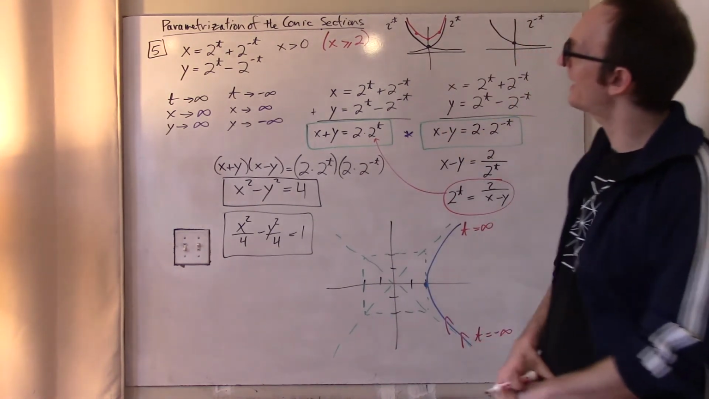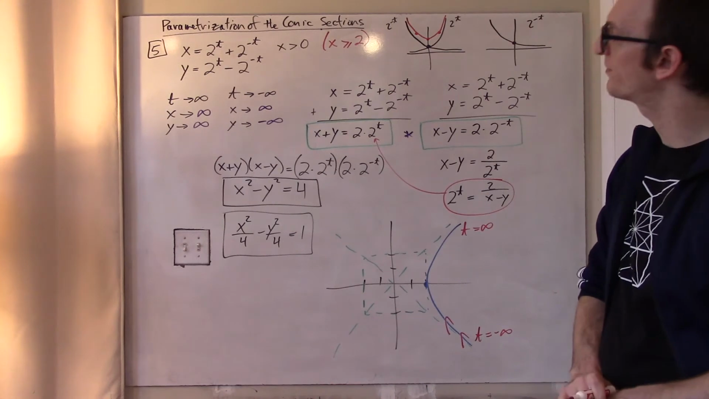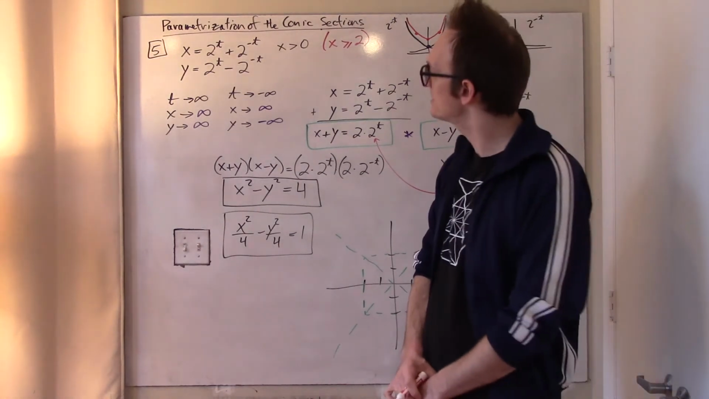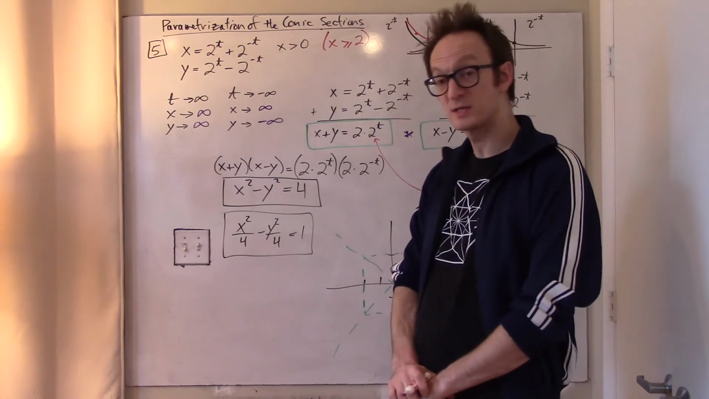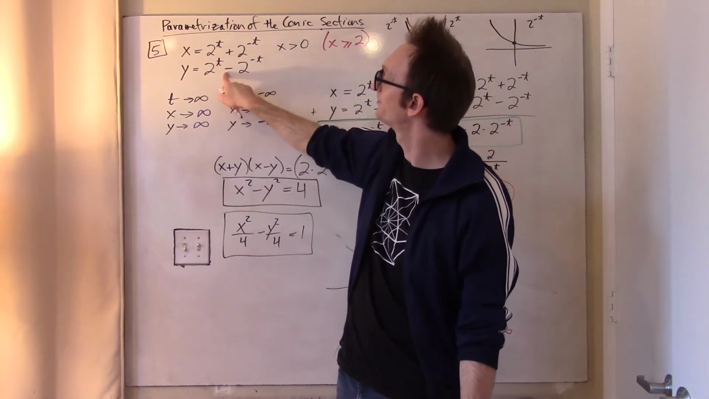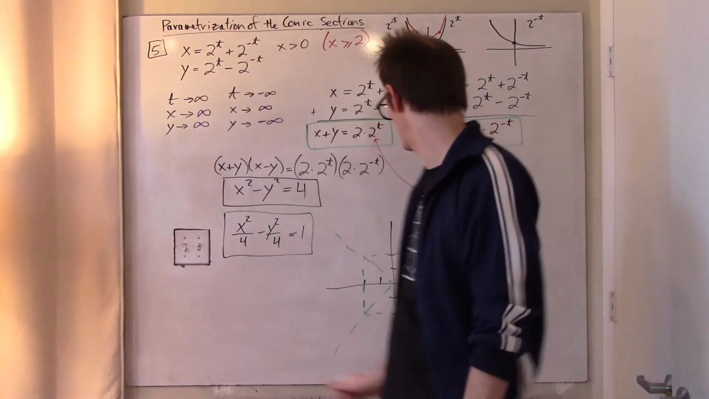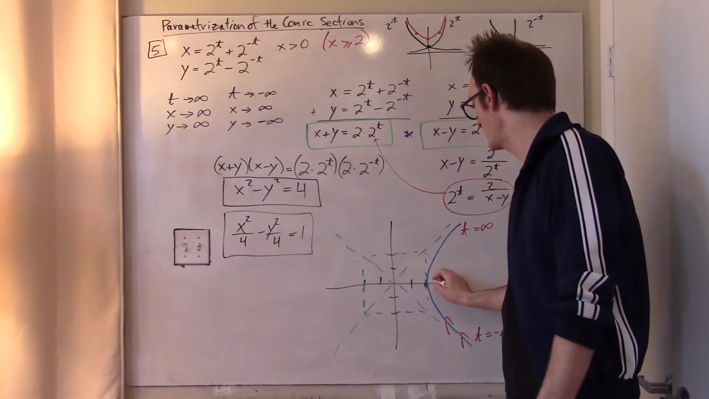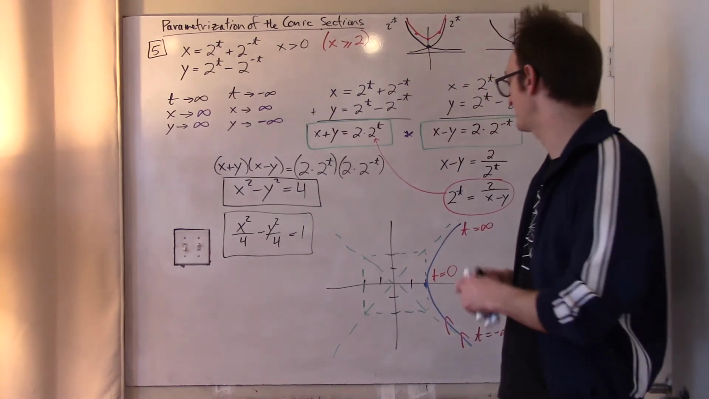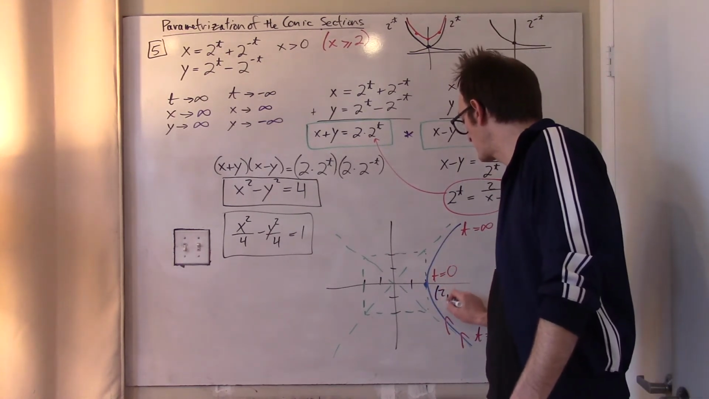And I would like a few more points just to feel a little bit better about myself. For example, when t is 0, well, anything to the 0 is 1. So when t is 0, I just get 2 comma 1 minus 1 is 0. And so here is where I will be at t equals 0, at the point 2 comma 0.